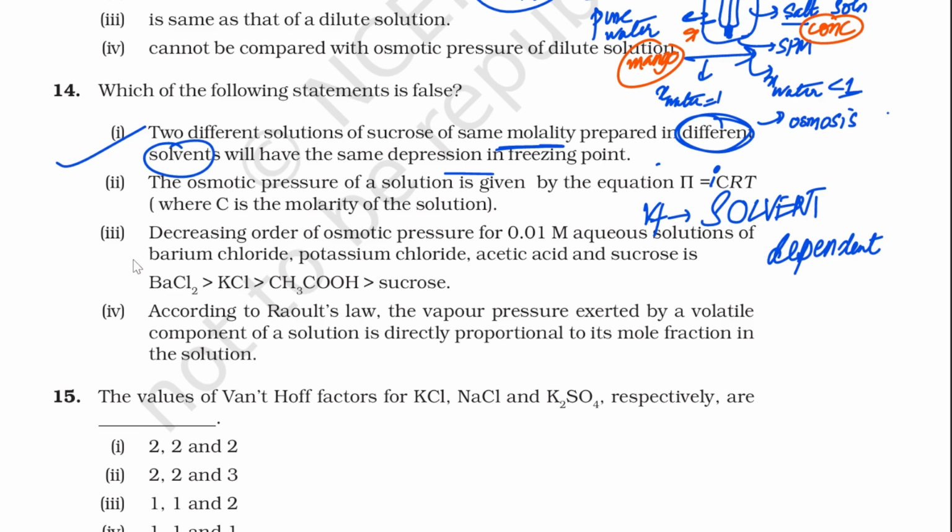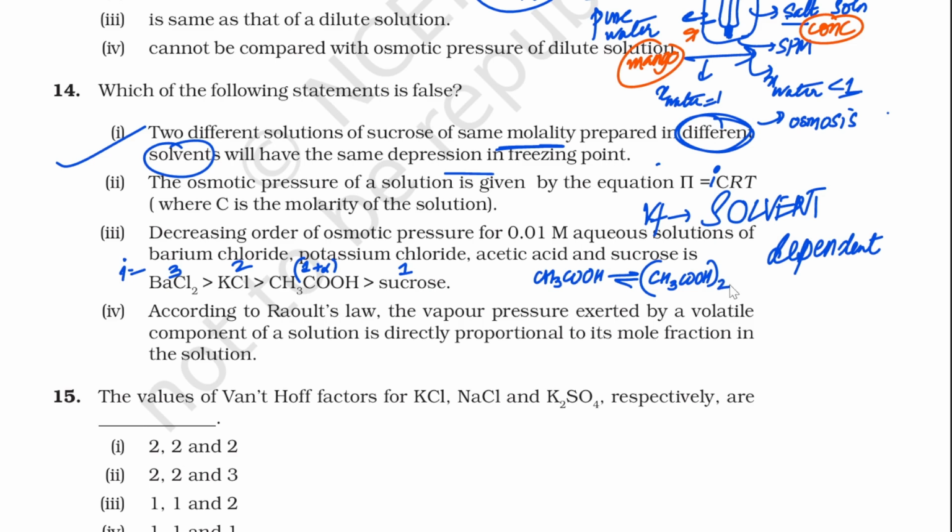Decreasing order of osmotic pressure for these. Okay, makes sense. The i value for this is equal to 3. This is 2. This is 1, and this is 1 as well. Hold on, this is not 1. This is 1 plus alpha. I shouldn't do that. What is 1 plus alpha? Oh my god. This is interesting. मैंने सेम चीज़ 2 बार लिख दी.